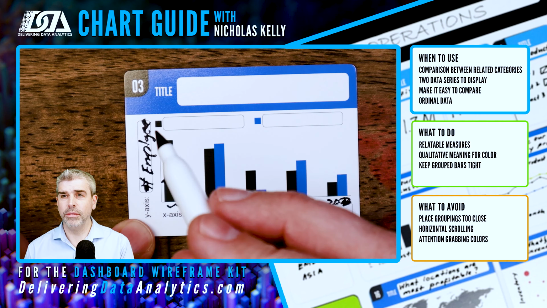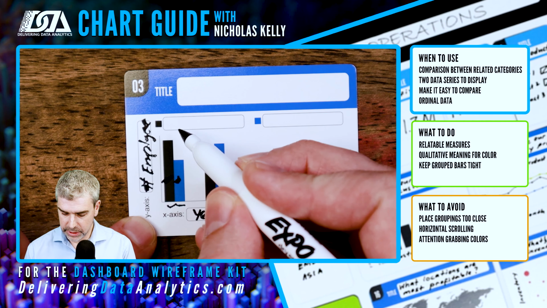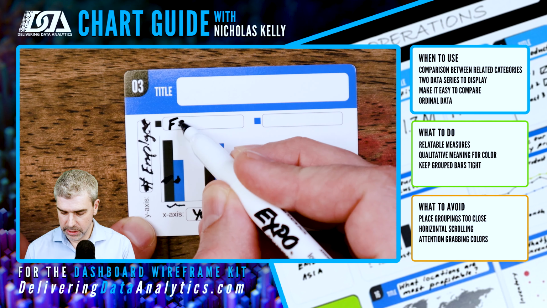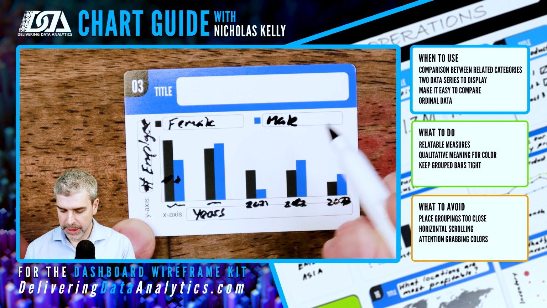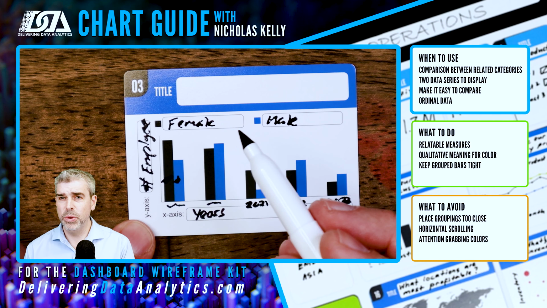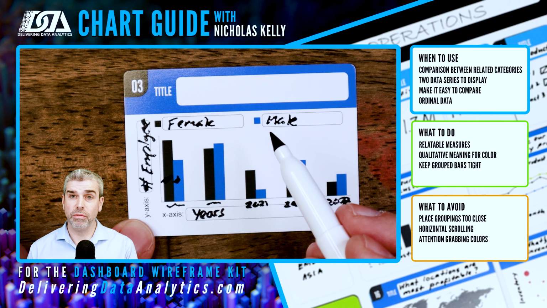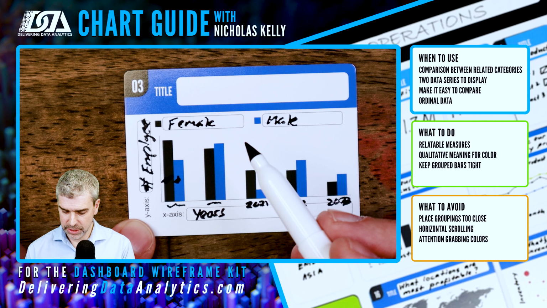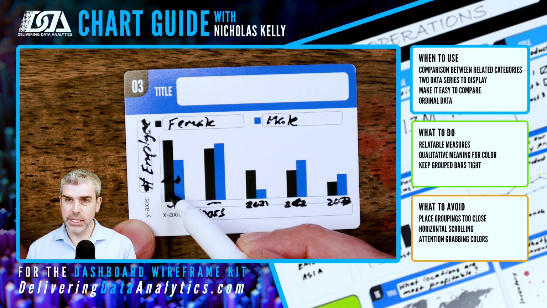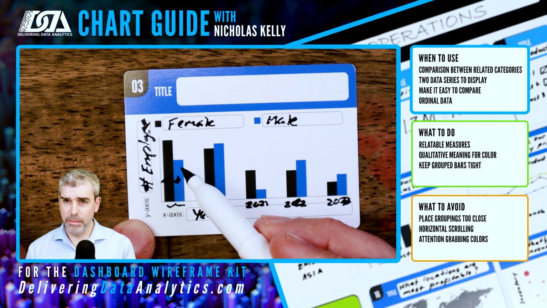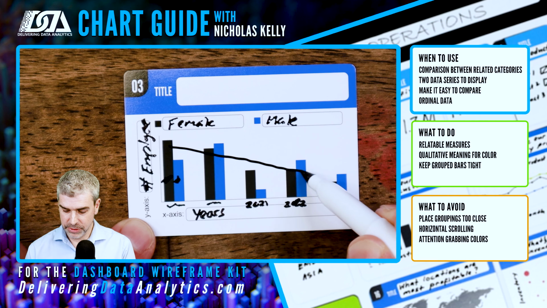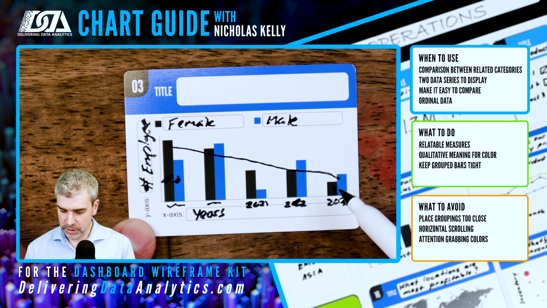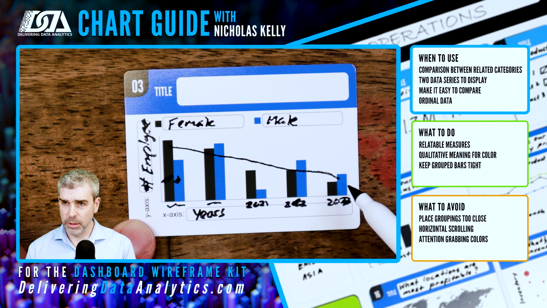And then we could give these colors some meaning. So let's say this dark is female, and this blue here is male. And so then we have two categories that are relevant to each other. They make sense together. And we can see here in 2019, there were more female employees than male employees. And then over time, the overall count of employees has been dropping, as you can see. But also the ratio has changed. It's ended up where there's more male employees than female employees in 2023.